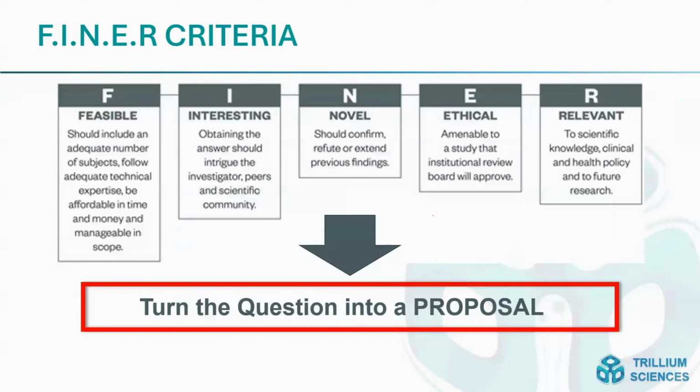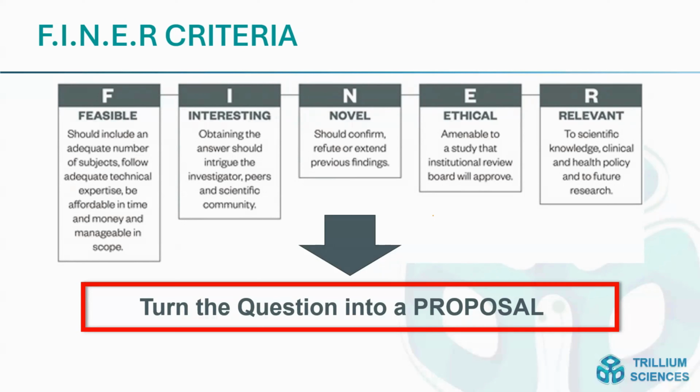So, one of the most important things is that you turn your question into a proposal. And when you turn that question into a proposal, you have to have certain criteria besides the PICO criteria, and we call it the FINER criteria. So your question has to be feasible, and it should include an adequate number of subjects, adequate technical expertise, be affordable in time and money, and manageable in scope.